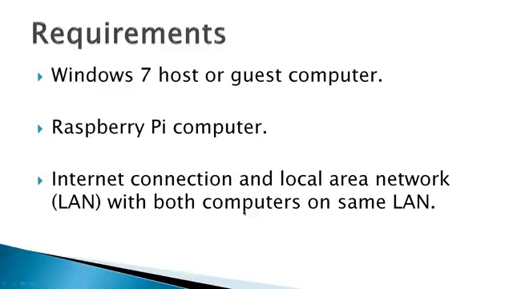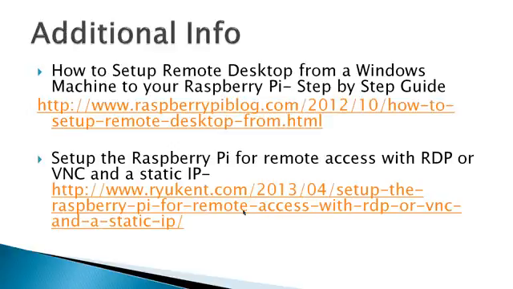Requirements: a Windows 7 host or guest computer. I'm using a Windows 7 guest computer. A Raspberry Pi computer, and an internet connection and a local area network LAN with both computers on the same LAN. Additional info: here's two sites that I've found that you can get some additional info on how to set up remote desktop.